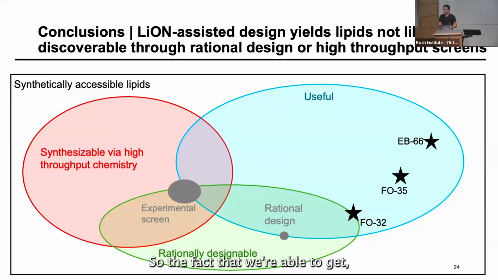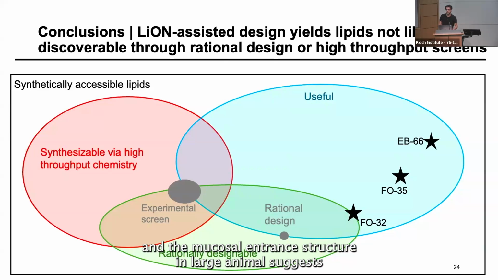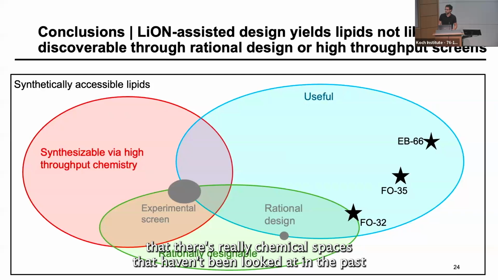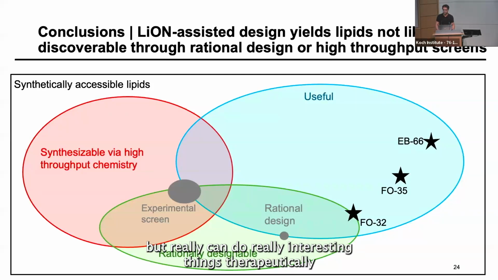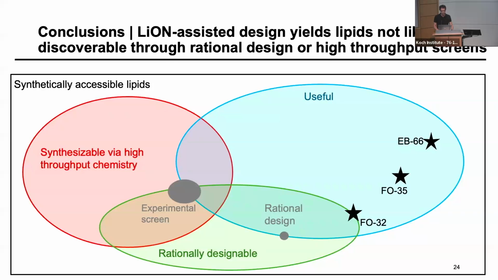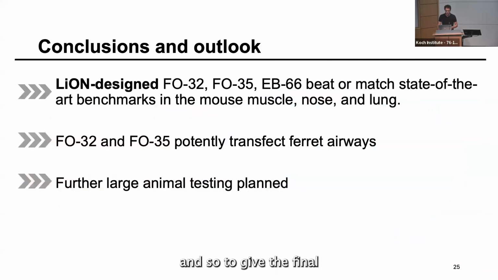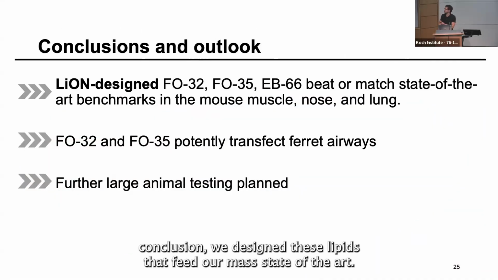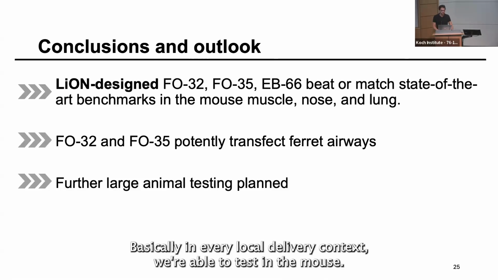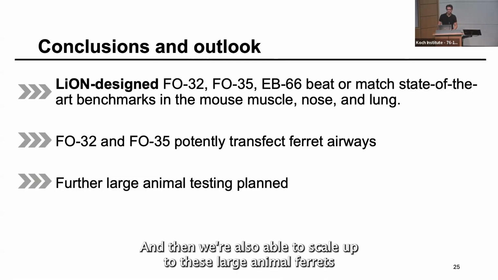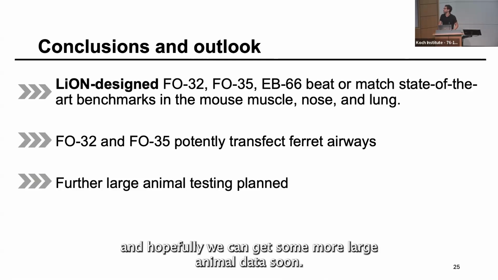The fact that we were able to get, especially with FO35, state-of-the-art delivery and submucosal gland transfection in a large animal suggests that there are chemical spaces that haven't been looked at in the past but can do really interesting things therapeutically. To give the final conclusion, we designed these lipids that beat or match state-of-the-art basically in every local delivery context we were able to test in the mouse. And then we're also able to scale up to these large animal ferrets. Hopefully we can get some more large animal data soon.